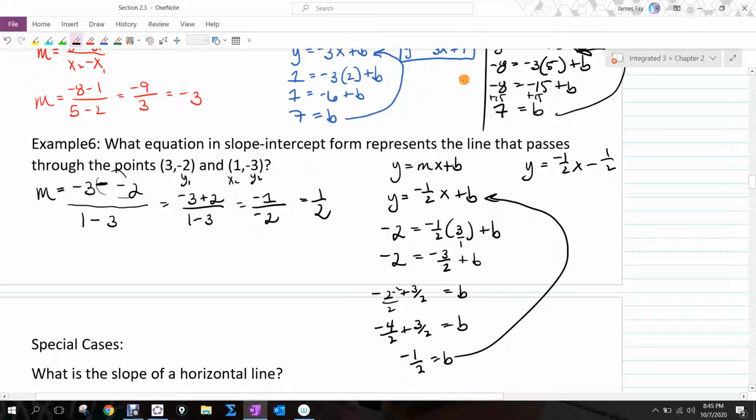Another thing you can do if you want to check that, instead of doing that whole process again with this other point, is once you have this equation, it should generate these 2 points. So I should be able to say, okay, if this is my equation, let's see what I get. Do I get -3 when I plug in x to be 1 here? So I get -1/2 times x, which is 1, minus 1/2. So I get y equals -1. I made a mistake here somewhere.